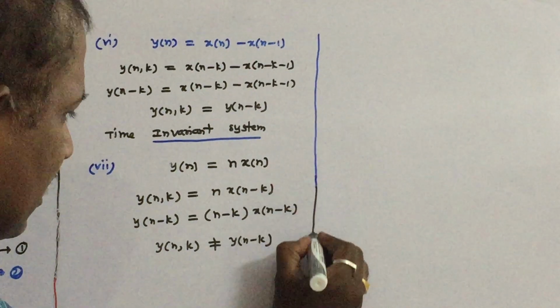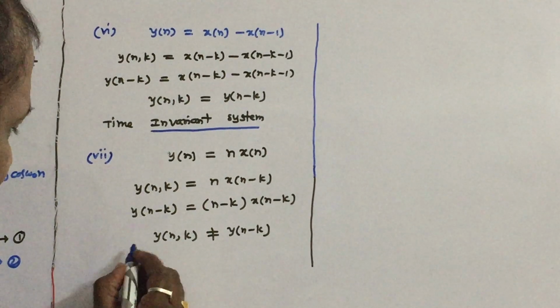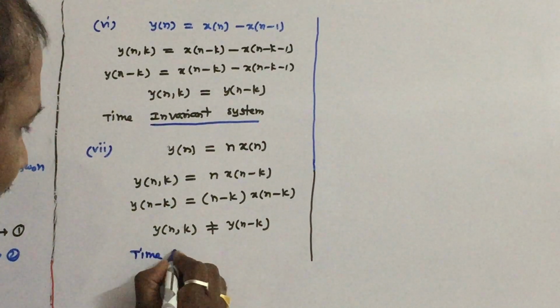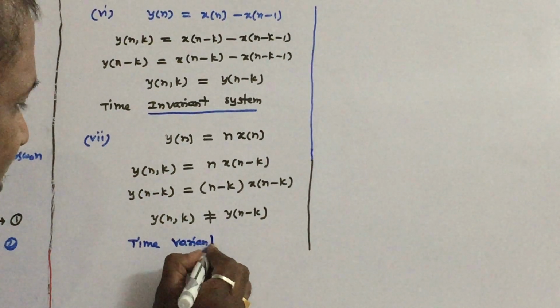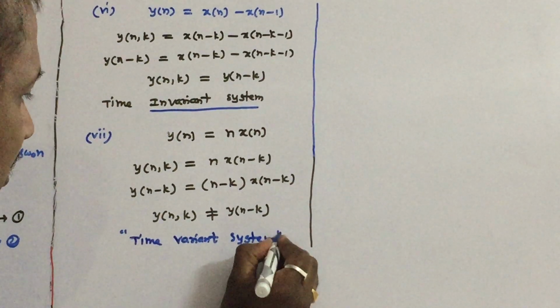So therefore, what is this system? This system is a time variant system. You have to clearly mention time variant system.